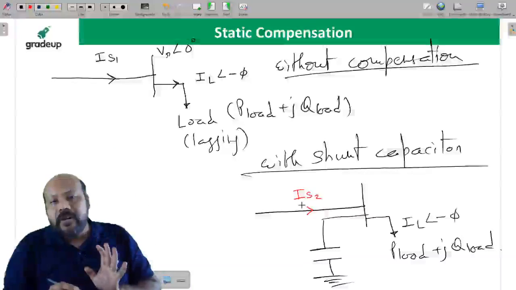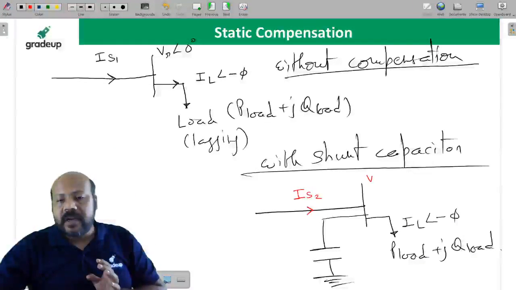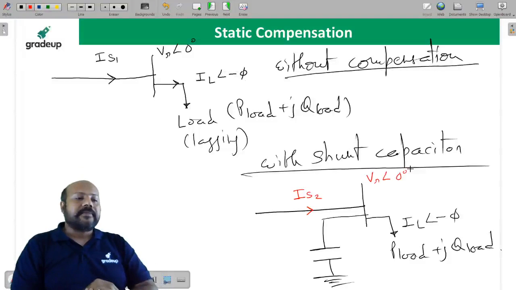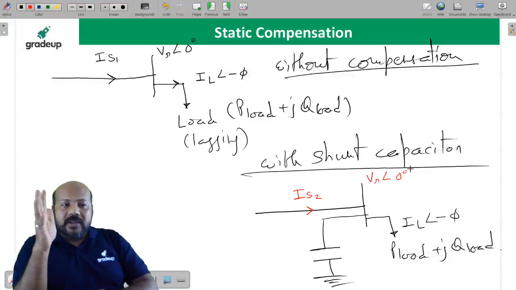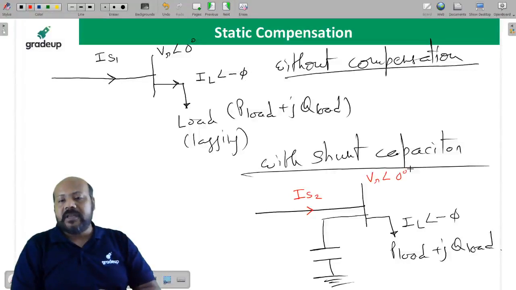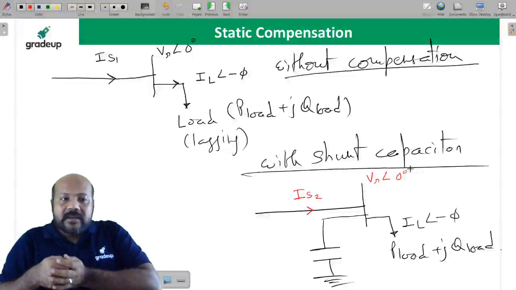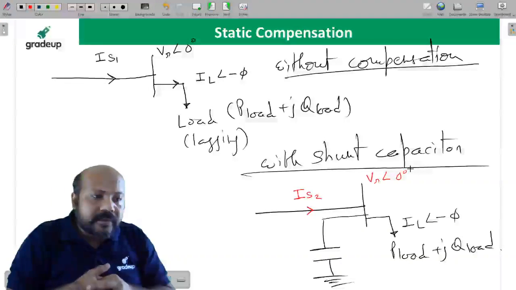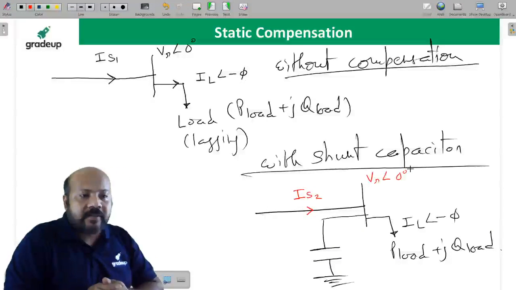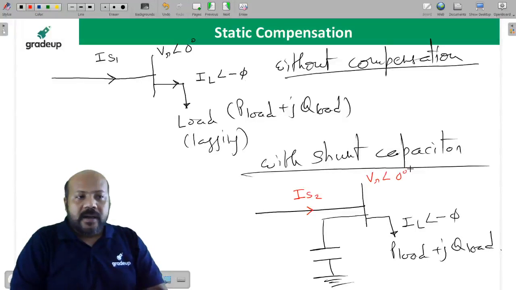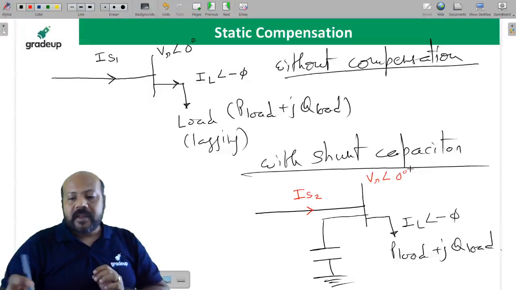Load current is not going to change because the receiving end voltage is like this. Load current is not changing. Load current you cannot change. What is changing? The current in the line. The line, supply line. Brahma Teja, perfect answer. Your answer is perfect. Listen. Other candidates, just listen to me.